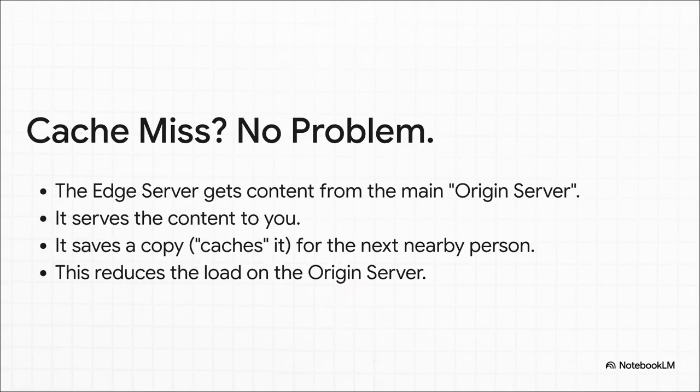So if the edge server doesn't have what you're looking for, it does a quick one-time trip back to the main origin server, our central library, to grab it. Then it delivers that content to you. But, and this is the really clever part, it also saves a copy for itself. It caches it. So the next time someone in your area asks for that same thing, boom, it's ready and waiting. This also means the main origin server isn't getting hammered with requests all the time, which keeps it healthy and stable.